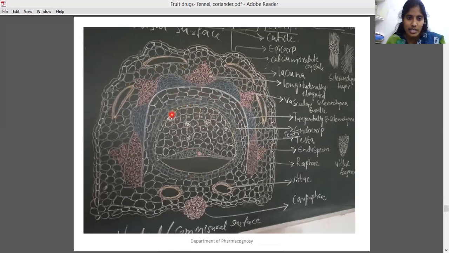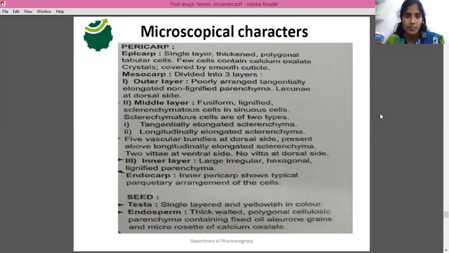Here I drew this testa with a yellow color. It is usually yellowish brown in color, right? How to draw this diagram, I will show you later. We already discussed all these characters, right? Epicarp, mesocarp, endocarp, and then seed.